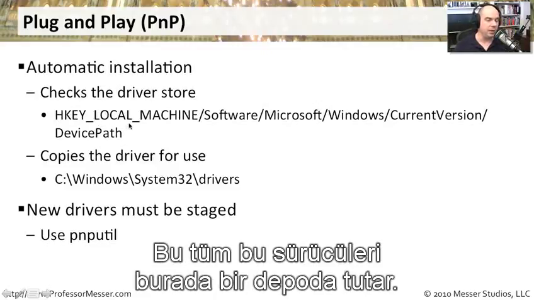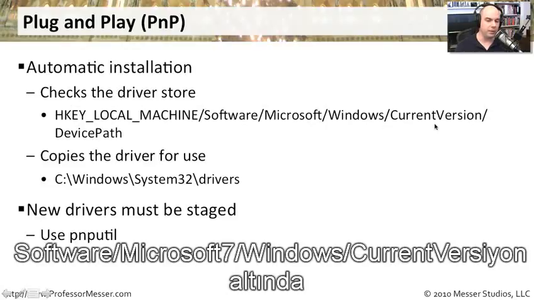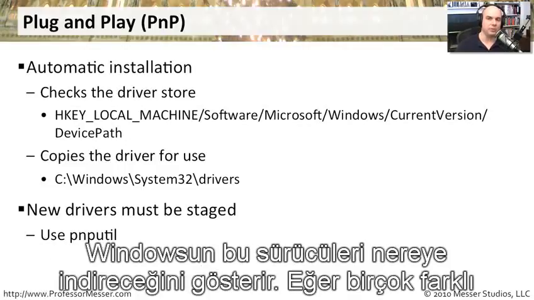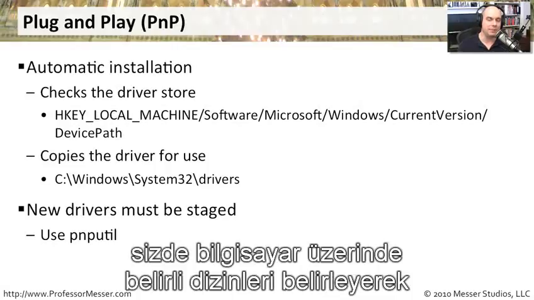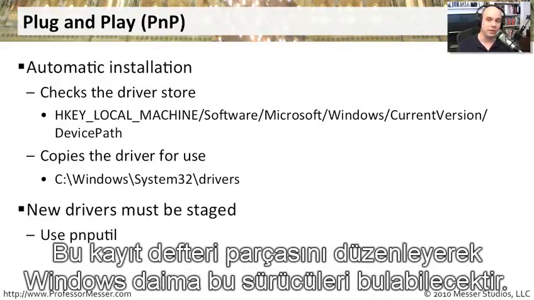If you look into your registry on your Windows 7 system under HKEY_LOCAL_MACHINE, Software, Microsoft, Windows, CurrentVersion, there is a DevicePath option that specifies where Windows will go to download those drivers. And if you're administering a lot of different systems, you can even set that up to be a certain set of directories on a computer where you just keep all of the drivers there. And as you have new drivers, you load them into that directory, and Windows will always be able to find those just by modifying that particular piece of the registry.